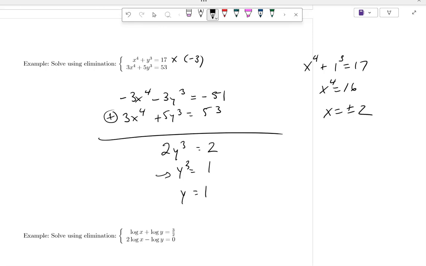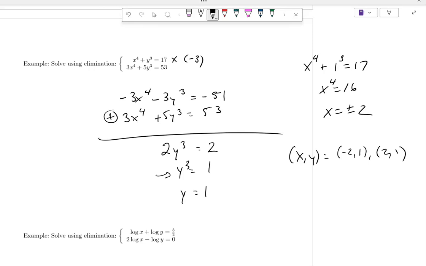Good. So how many solutions are we going to get? 2. What are they? Negative 2, 1, and 2, 1. Make sure you put your x in first and your y in second, right? That one okay? Okay.